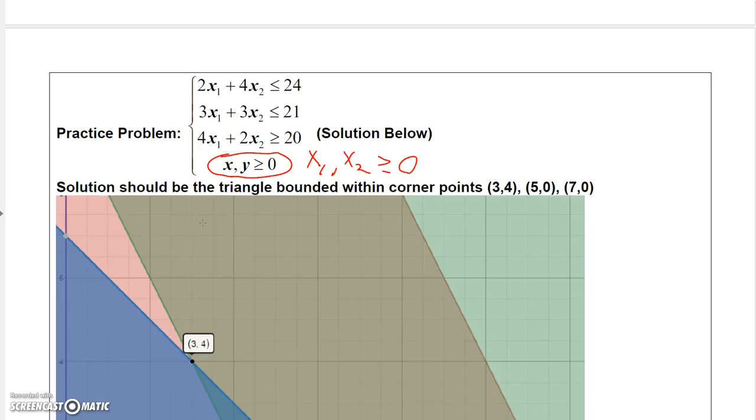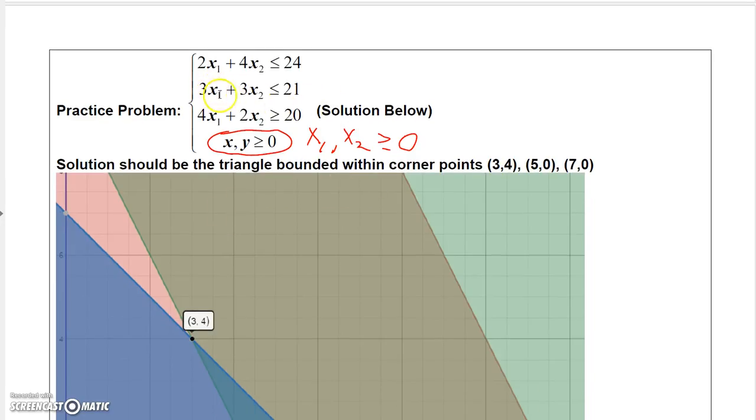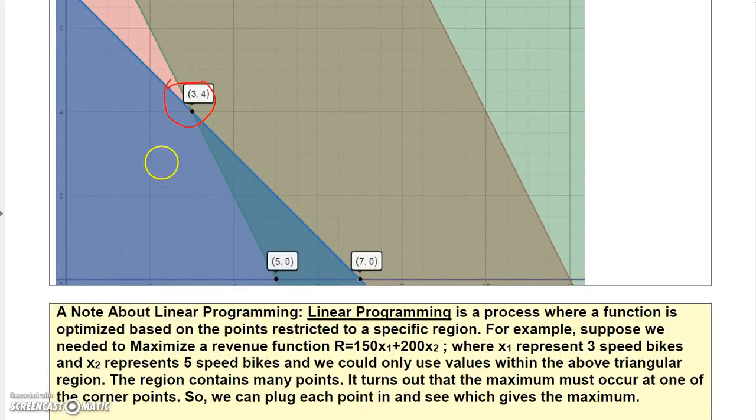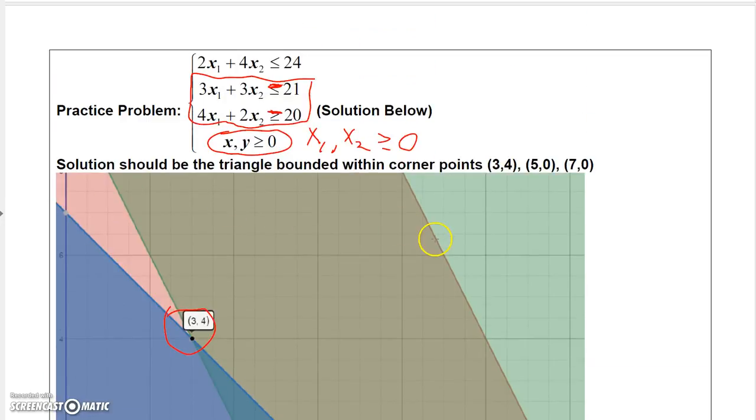So basically what I had to do was solve the equations. Let's make that an equation, let's make this an equation. I had to find where these two lines cross, and it turns out they cross at the point 3, 4. And you can check that. 3 times 3 plus 3 times 4 is 21. And then 4 times 3 is 12, and 2 times 4 is 8, and 12 plus 8 is 20. So basically I get 3 points of intersection that are actually called corner points.